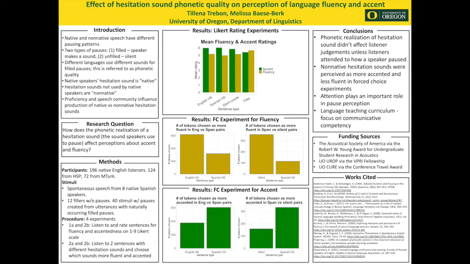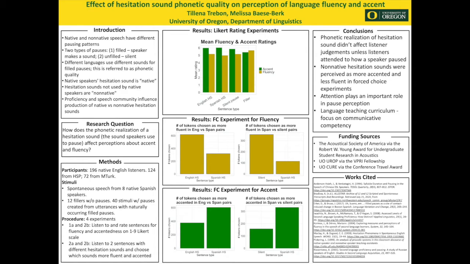Rather, non-native speakers frequently use the hesitation sound from their native language while speaking their L2. The hesitation sound that native speakers use is considered native. A hesitation sound not used by native speakers is considered non-native. Production studies show that proficiency and speech community influence whether second language speakers produce native or non-native hesitation sounds. However, no study has investigated the perceptual consequences of using native versus non-native hesitation sounds.